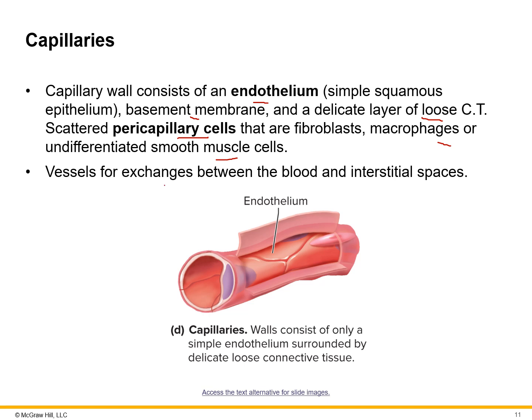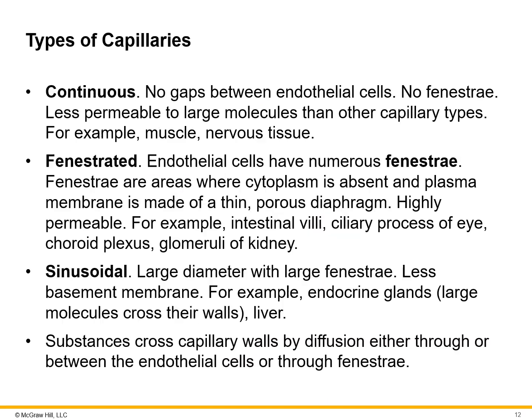And these vessels, their job is for exchange between the blood and the interstitial space. So for those gases to be able to pass through, it needs to be a thinner layer. They can't move through all three of those layers we were just talking about with the arteries, so it's harder for any exchange to happen. So that's mainly going to happen in these capillaries. A few different types of capillaries.